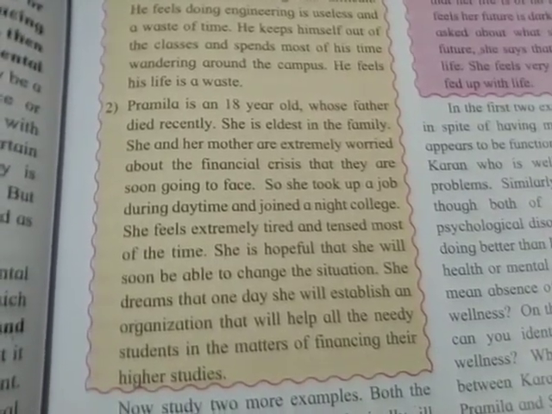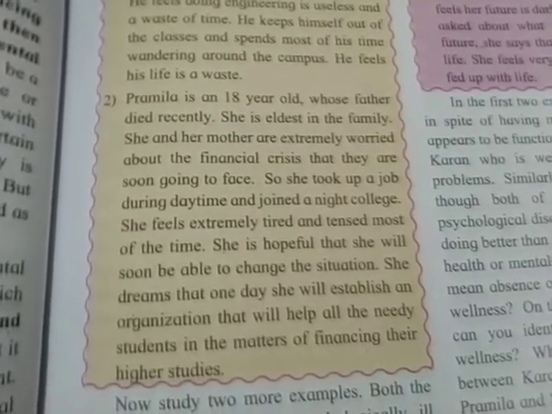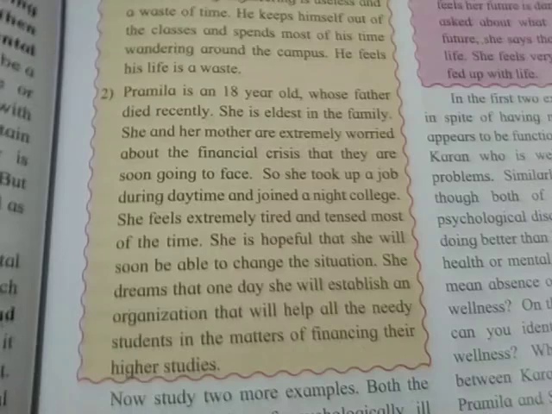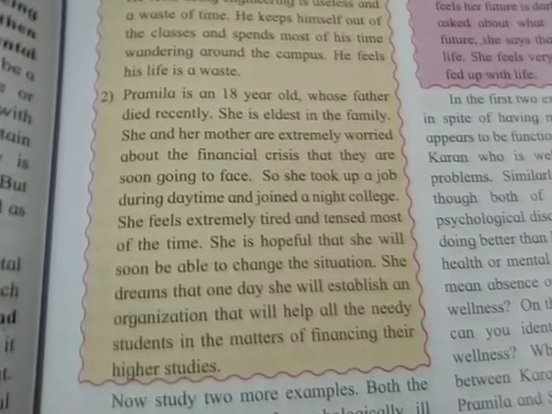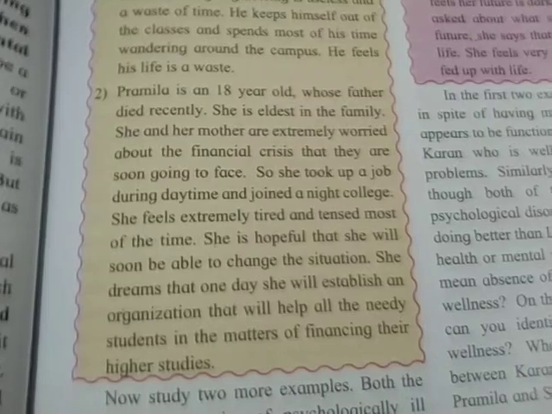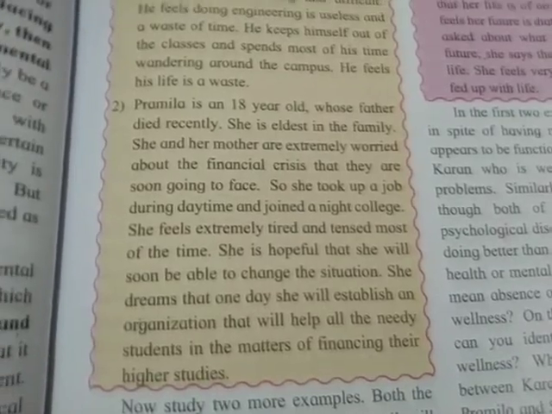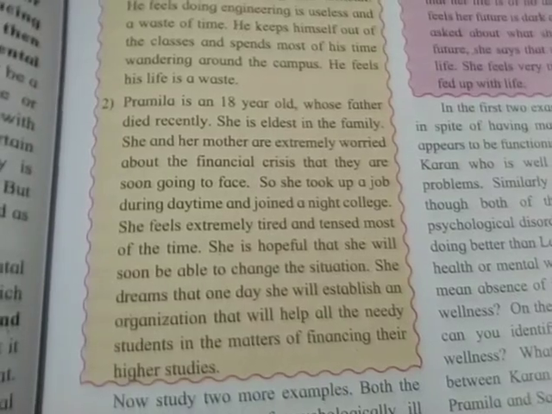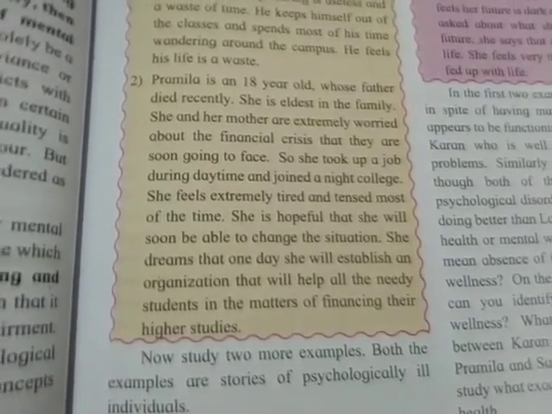Second, Pramila is an 18-year-old whose father died recently. She is eldest in the family. She and her mother are extremely worried about the financial crisis that they are soon going to face. So she took up a job during daytime and joined a night college. She feels extremely tired and tensed most of the time. She is hopeful that she will soon be able to change the situation. She dreams that one day she will establish an organization that will help all the needy students in the matter of financing their higher studies.